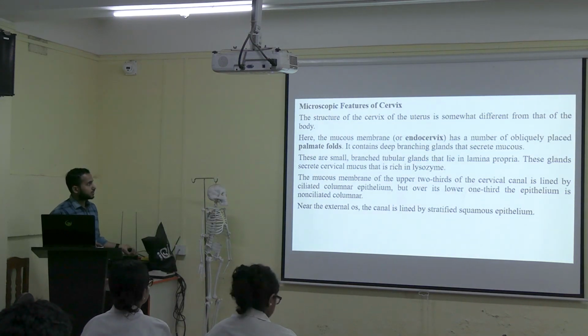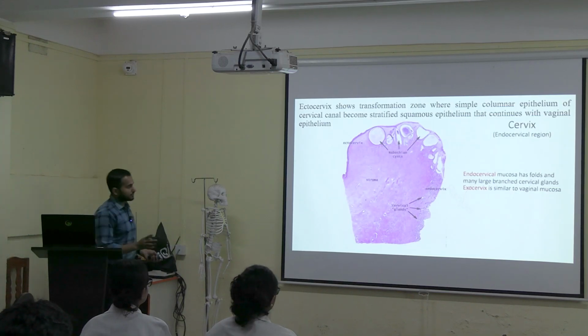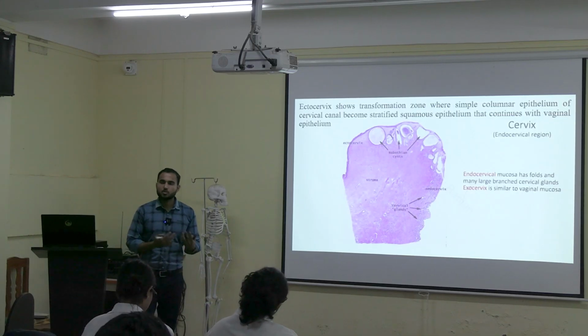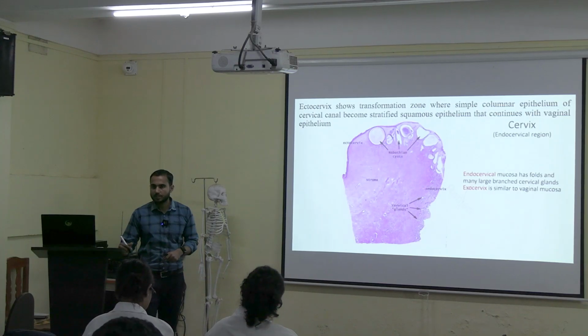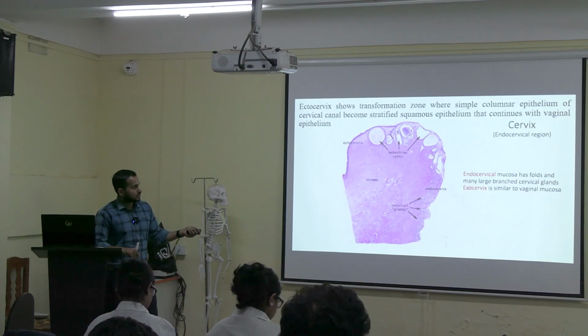Cervix is not that important. We'll skip the cervix. Now for your reference, let me tell you one thing about the cervix. First of all, the mucosa of the cervix is thrown into folds. Those are called palmate folds. Next, in the cervix, 3 parts are there. First, the innermost part is the endocervix. See, this is the endocervix.